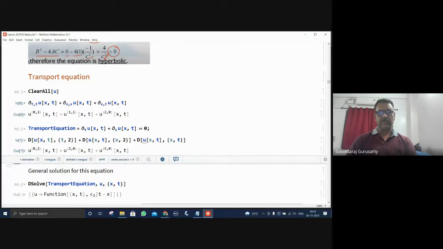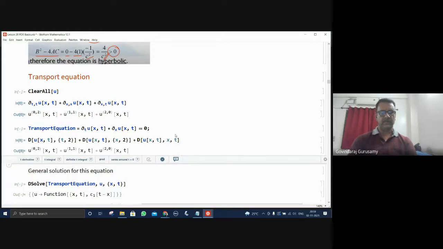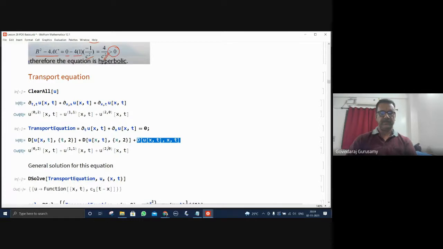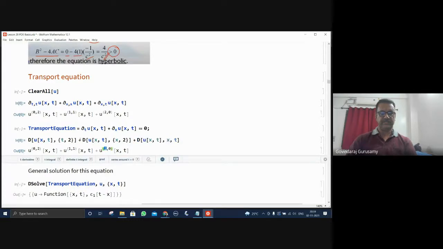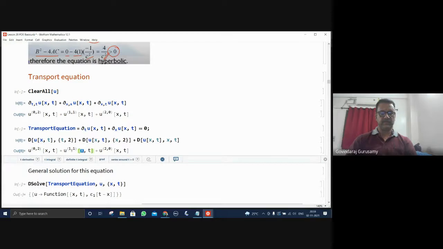Now u of x, t. Maybe this should not be here. Probably that should be taken here. Yes. Okay, you can see here 1, 1. This corresponds to this. This is the second derivative with respect to x, second derivative with respect to t. This is first derivative in x and first derivative in t. That is your u of 1, 1. This is how partial differential equations can be handled in Mathematica. Not a difficult thing at all. Okay, is it clear?